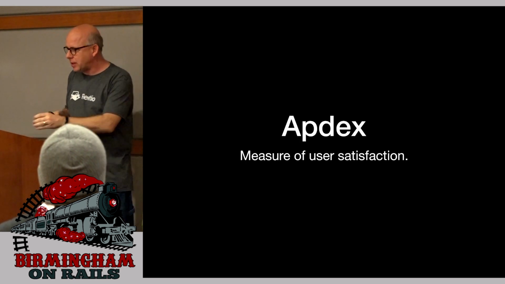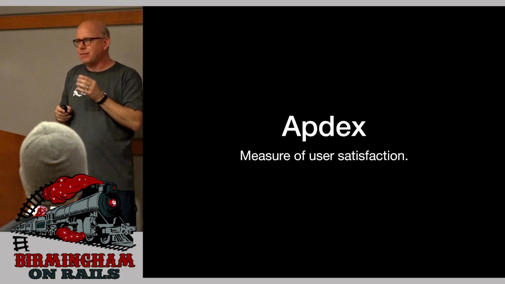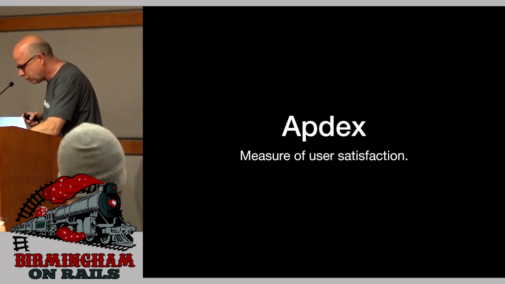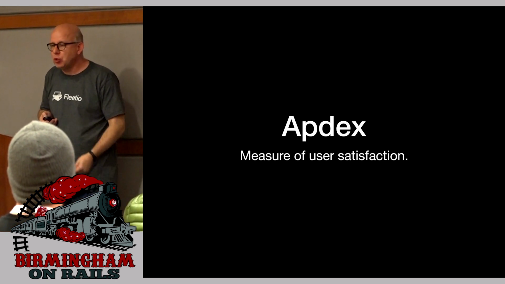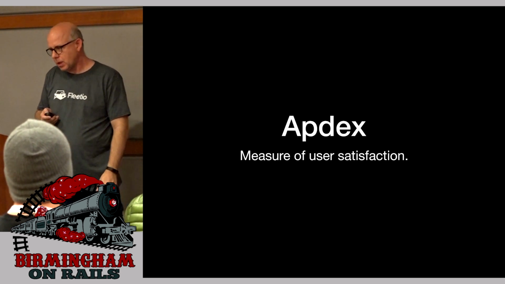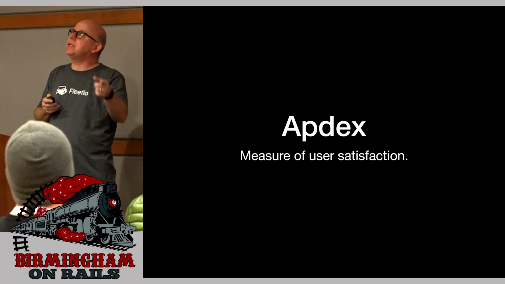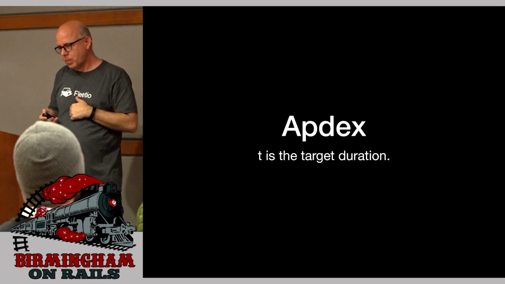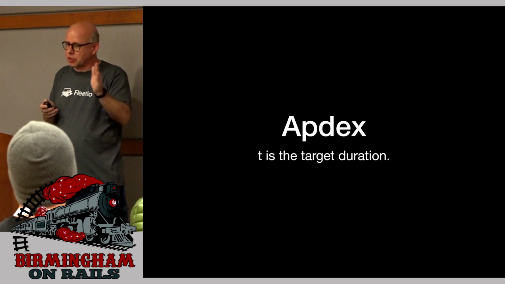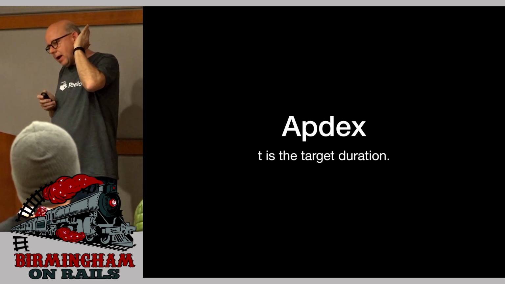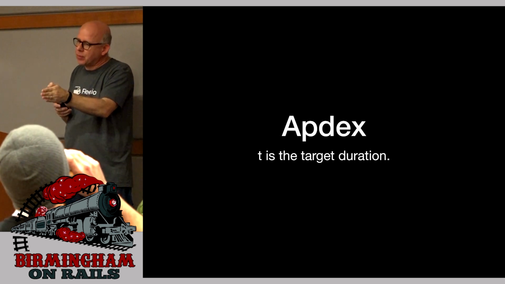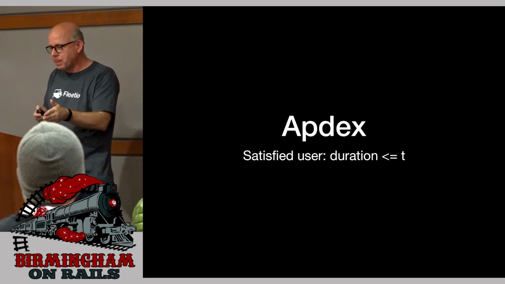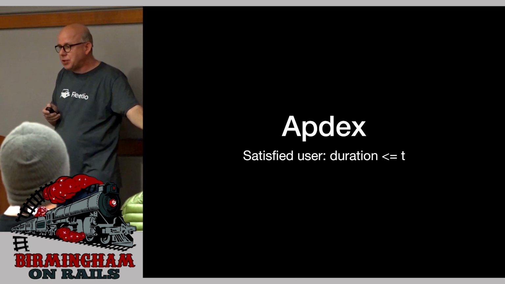AppDex is a metric that's talked about a lot and used, but seems like very few people actually understand what it does. It is a measurement of user satisfaction. What it tries to do is tell you what percentage of user interactions were satisfying to that user. It's calculated by defining a T, which is the target. Let's say we say that 1 second is a satisfying request time for a user, so anything less than that is satisfying. So we set our target to T. Anything less than T is satisfying to users.